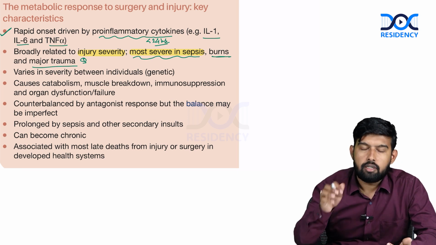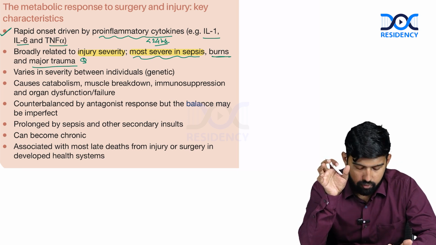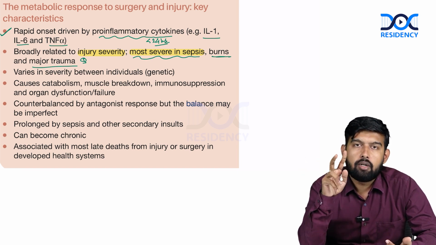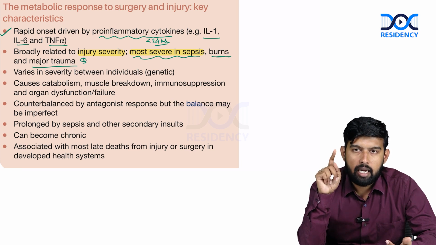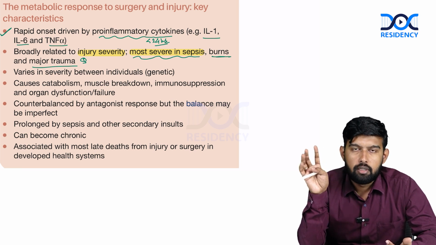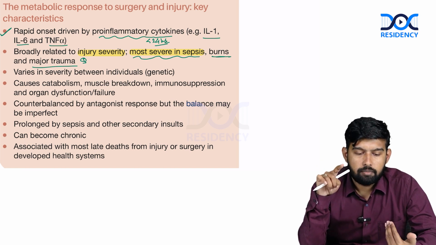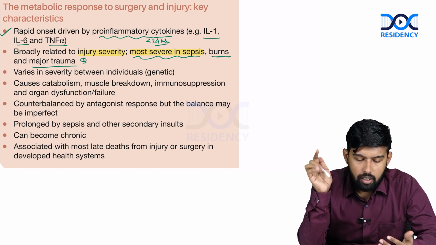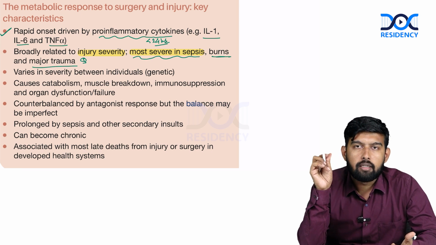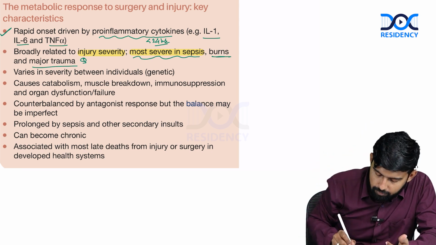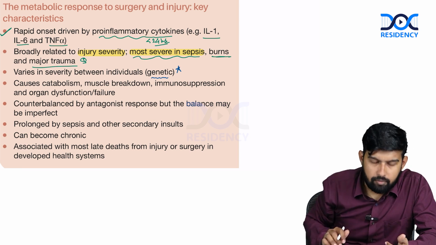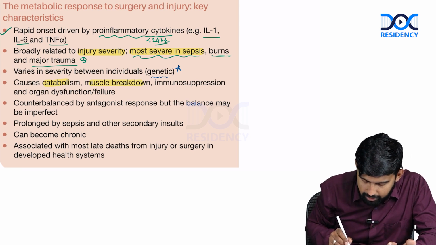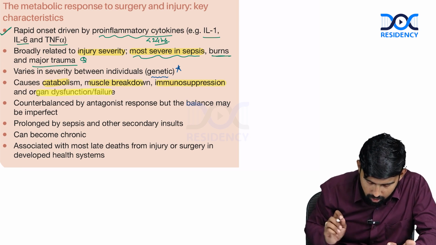And there is a genetic predisposition for the appearance of this response. Say there are two persons having the same amount of injury. One person may get a higher amount of response, but the other may get a lesser amount of response by the body. So it depends upon the genetic makeup of the body. It will lead to catabolism, muscle breakdown, immunosuppression, and organ dysfunction or failure.